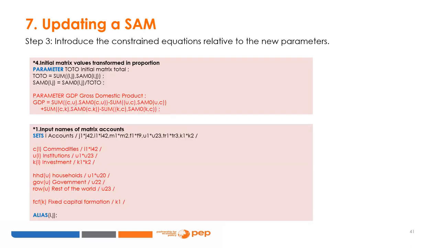The new parameter, GDP, included in the new constraint equations is defined and assigned. The new sets included in the constraint equations are defined and assigned as well.